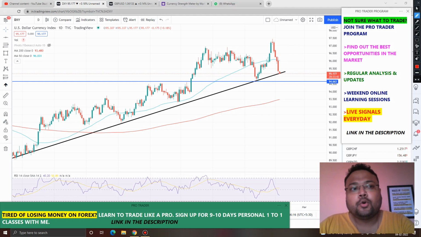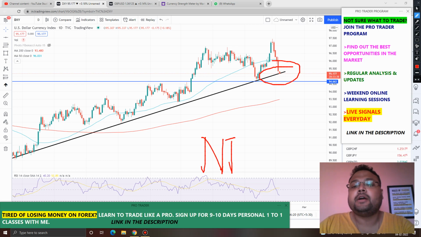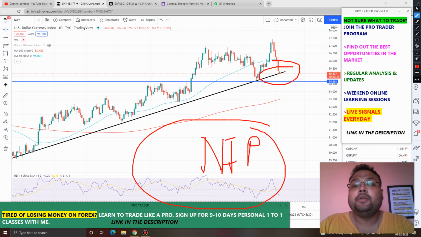So the dollar will try to hold the level here, but the problem is that we have NFP coming up, so there will be crazy volatility again in the market. There is an expectation of a bad, weak NFP, and if the weak NFP comes up, the dollar will go down further. But yes, I think that there is a possibility of the market going up from here.